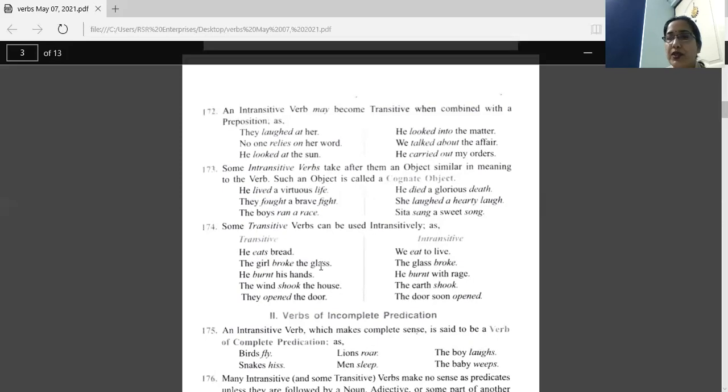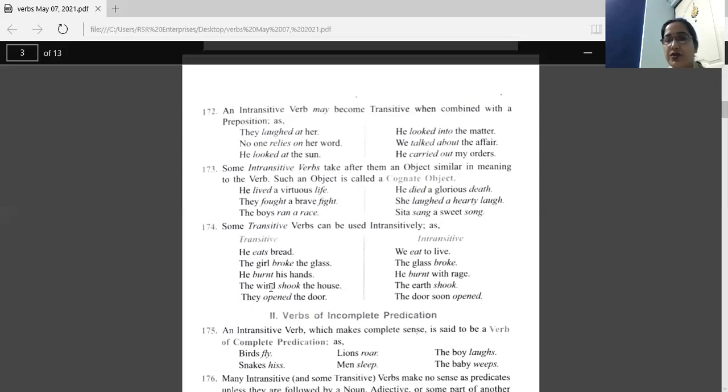The girl broke the glass. Here after broke, you have this object, the glass. So this is transitive. We can use broke as intransitive also. The glass broke. No object after that. This is intransitive. He burnt his hands. The verb is burnt. The object is his hands. So this is transitive. He burnt with rage. So no object there. This is intransitive.